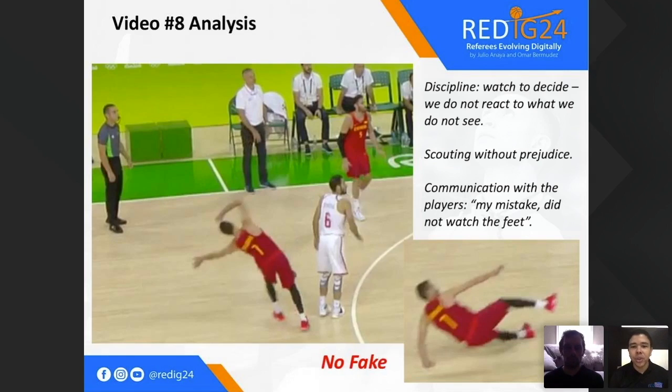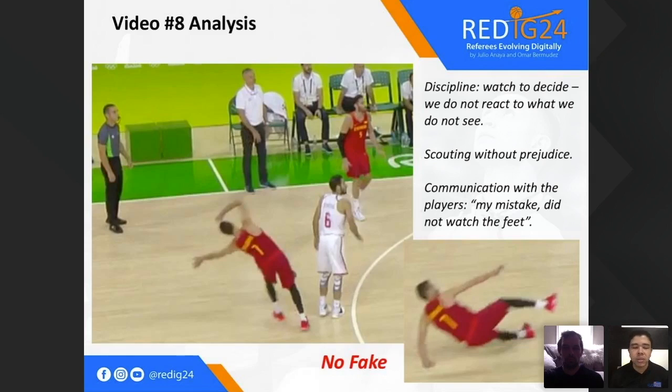And the third one is communication with the players. At all levels, players will come to us at the next dead ball, in the next opportunity they have, and we need to be very honest. Hey, I didn't see it, it's my mistake. I didn't watch the feet. I will be taking care next time. But do not say, hey, nothing happened, because if we don't see, we cannot be sure that nothing happened.